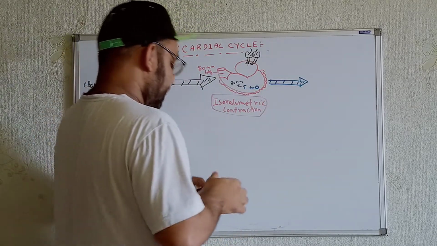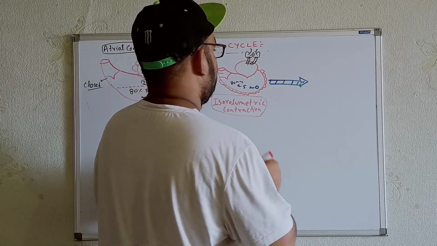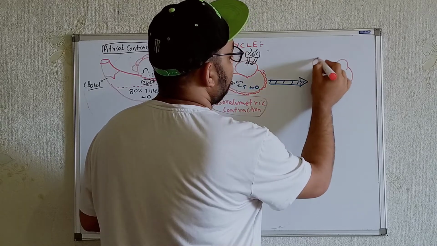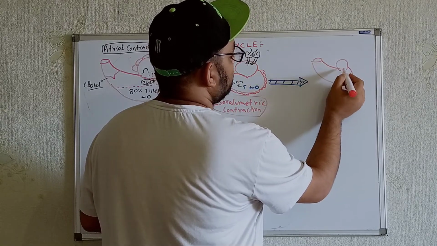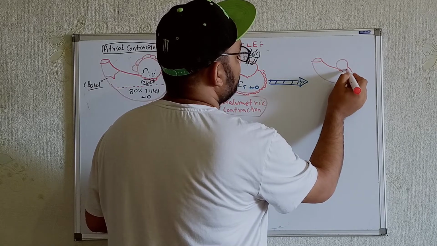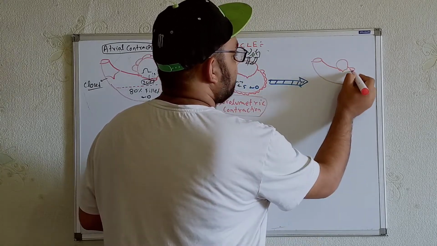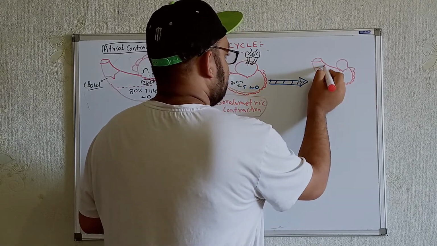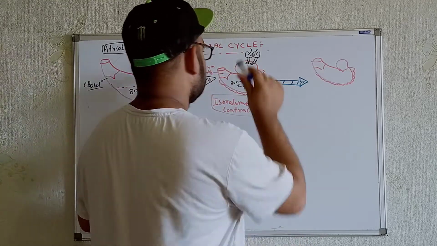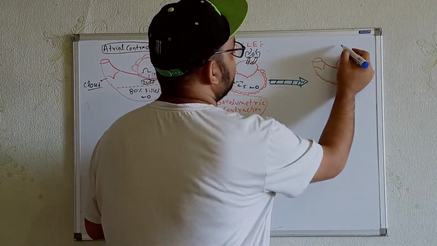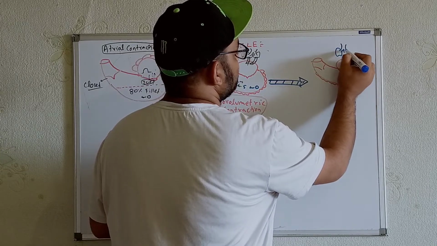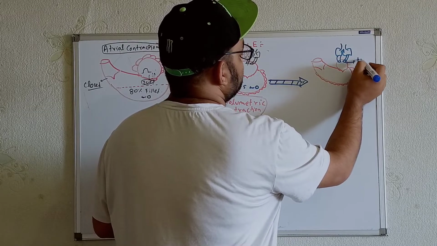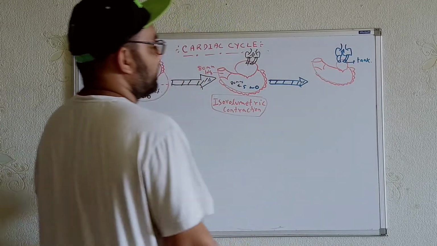We have to know the 3 levels. So let's draw our atrium over here. The valve will be closed just like this, and we will see the ventricular contractions over here. Definitely the atrium will keep on accumulating blood from the lungs. It will work as a tank right now.